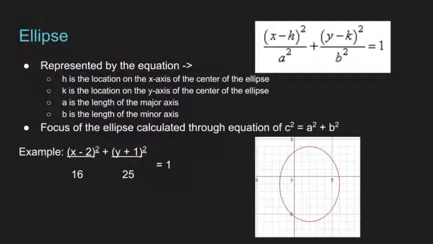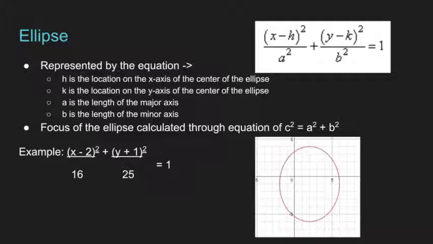An ellipse is represented by the equation (x minus h) squared over a squared, plus (y minus k) squared over b squared, is equal to 1. H is the location on the x-axis of the center of the ellipse. K is the location on the y-axis of the center of the ellipse. A is the length of the major axis, and B is the length of the minor axis. The focus of the ellipse is calculated through the equation c squared is equal to a squared plus b squared.